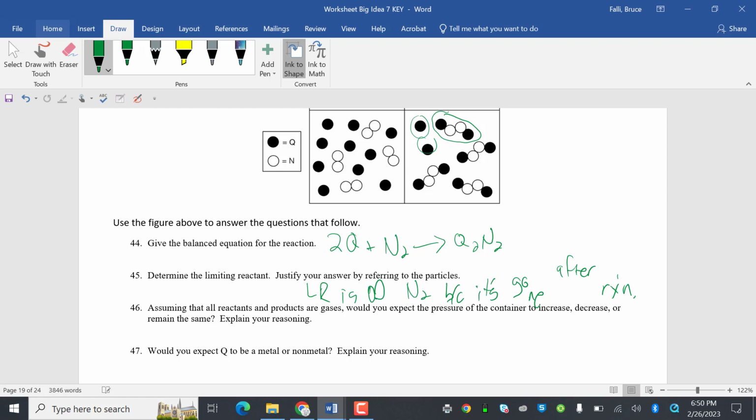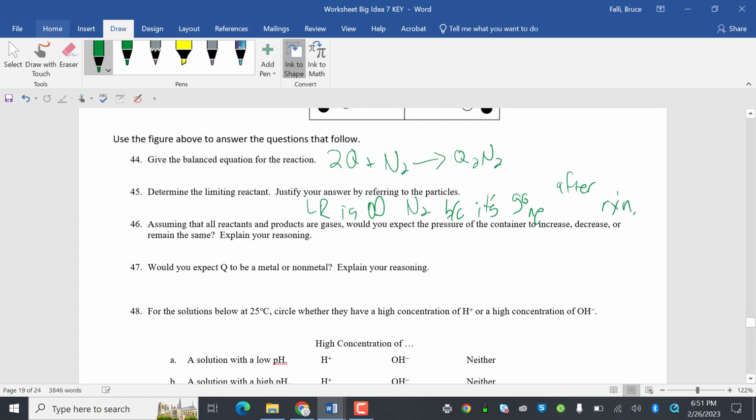Assuming that all reactants and products are gases, would you expect the pressure of the container to increase, decrease, or remain the same? Explain your reasoning. Pressure would go down. You have 3 moles of gas, turns into 1 mole of gas. Would you expect Q to be a metal or a non-metal? Explain your reasoning. It's a non-metal because it's a gas and it's diatomic.